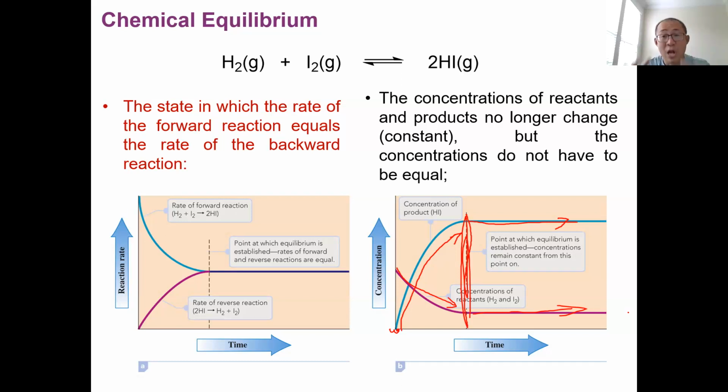This is what we need to know about equilibrium. Equilibrium means the reverse and forward reaction rates are the same, but the concentrations of the reactants and product are not the same, they are constant. That means they don't change anymore. They don't have to be the same, but they don't change anymore. Why? Because the reverse and forward rates are the same. So these are some chemical details about chemical equilibrium.